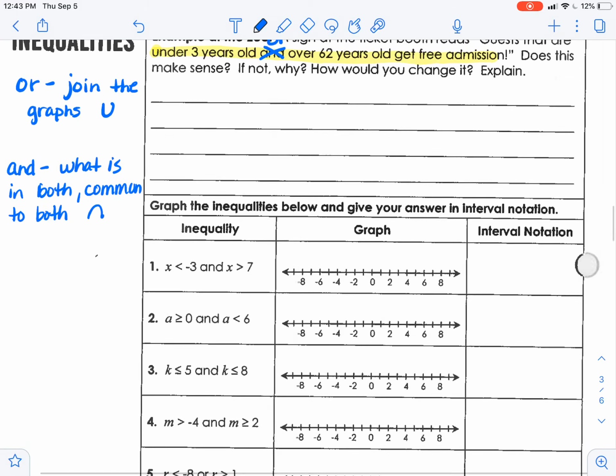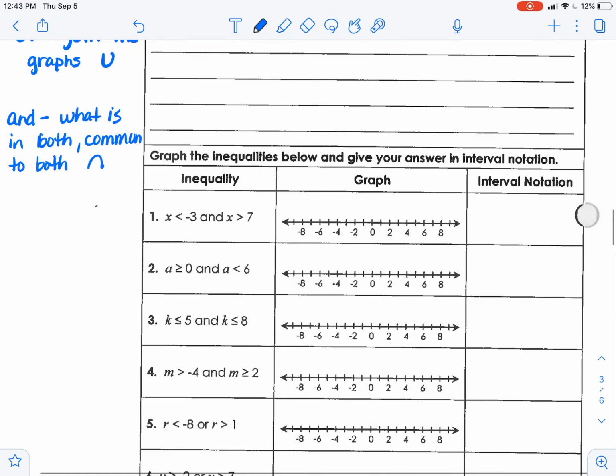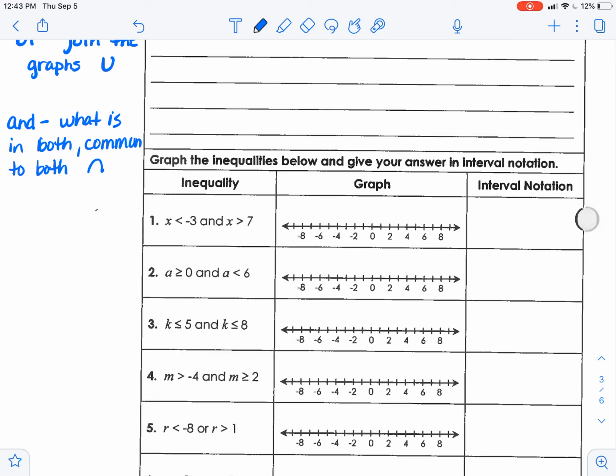So let's look at some graphs. The first one says x is less than -3. So I'm going to graph that one. And x is greater than 7. So what this is saying again, the word and, I'm using the word and here. So I want to know, what do these graphs have in common? And hopefully you think they don't have anything in common. No numbers in common. This is going to be a no solution.